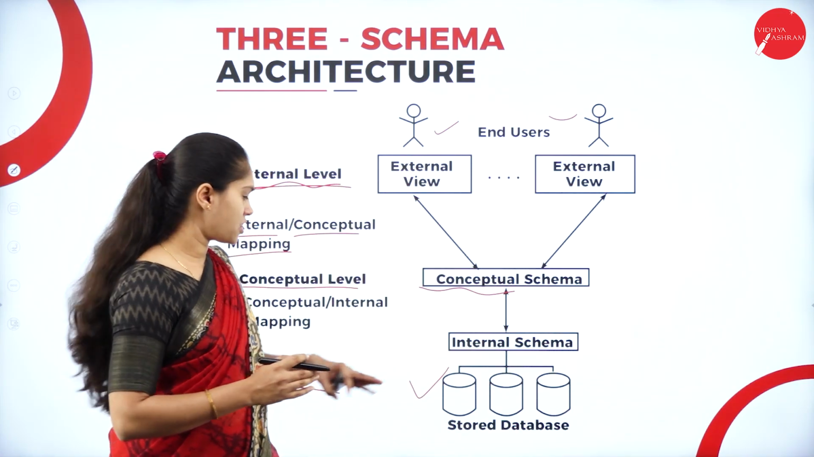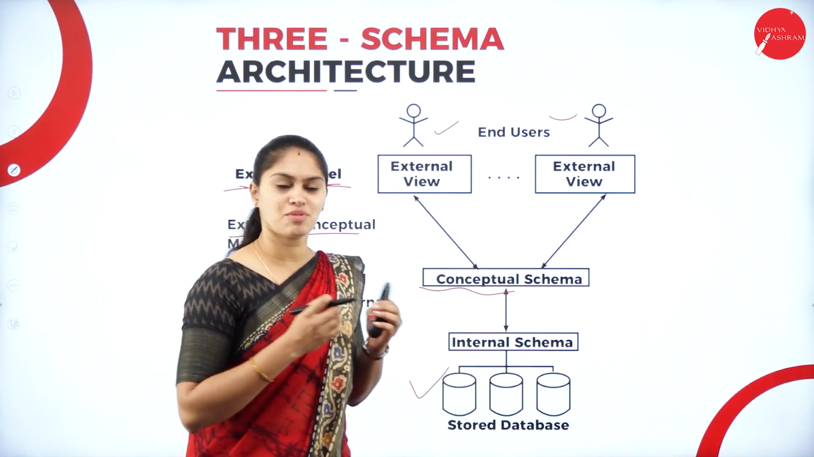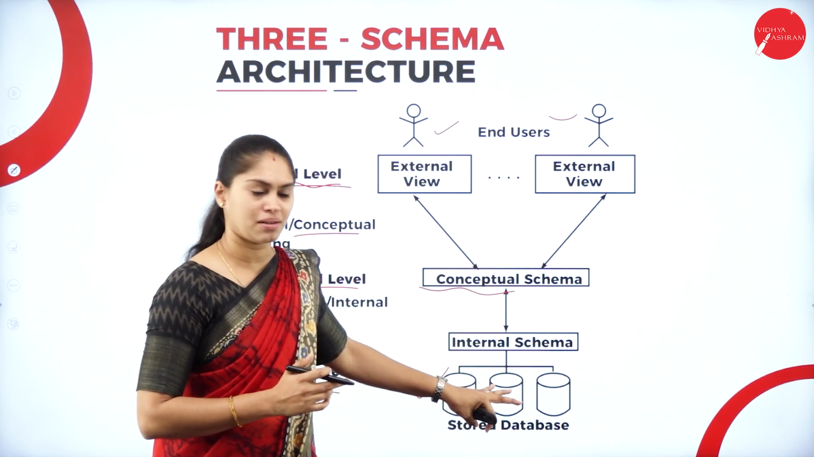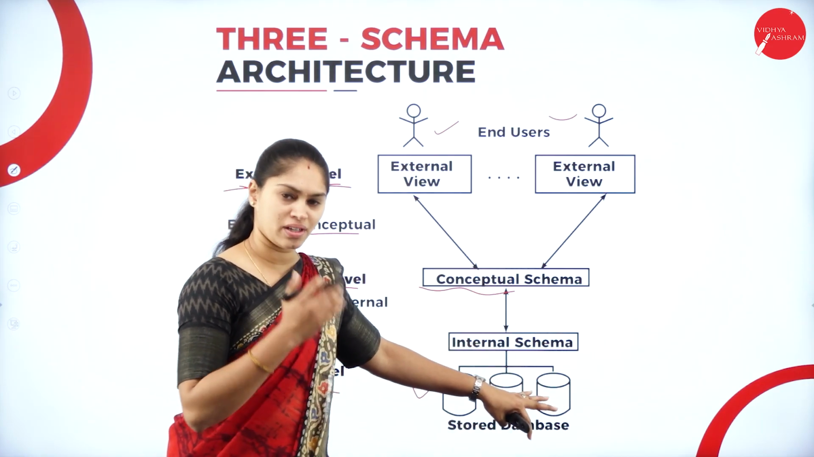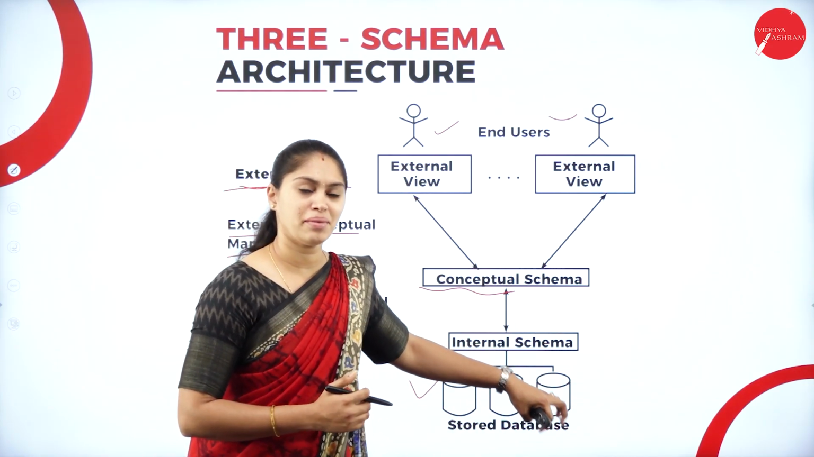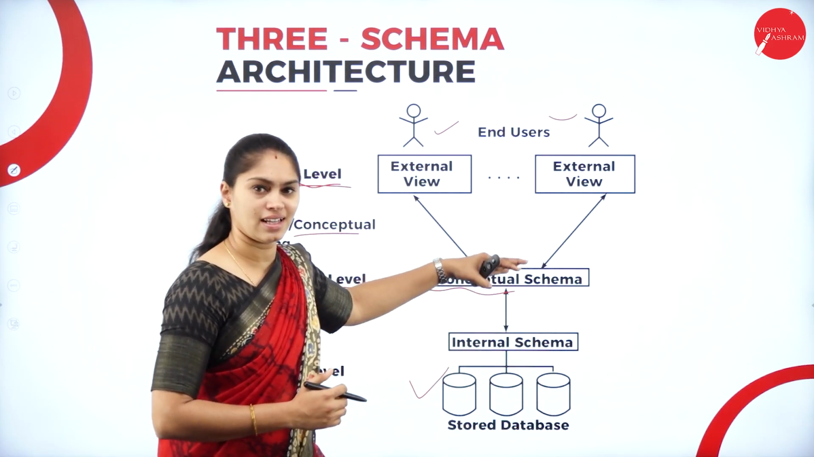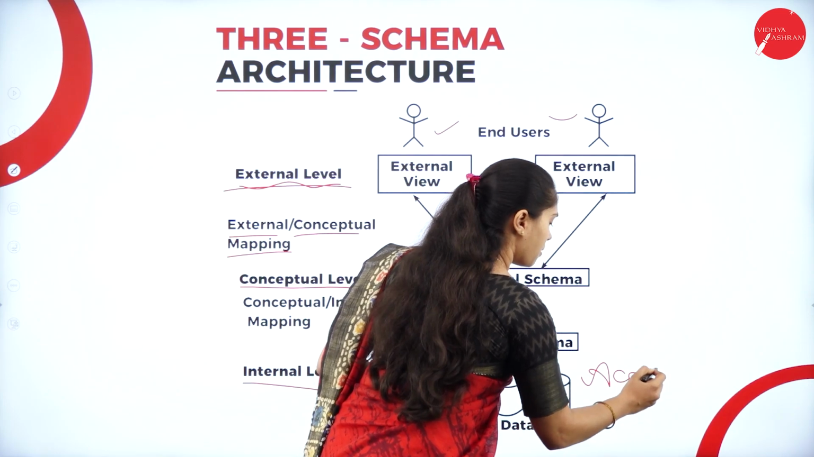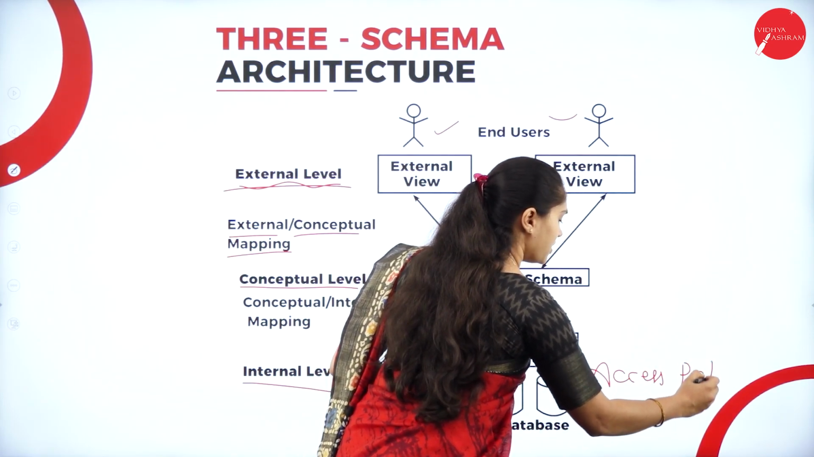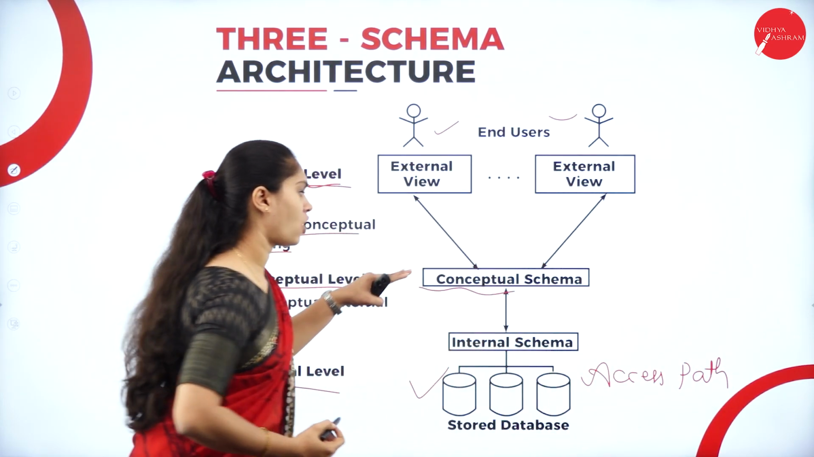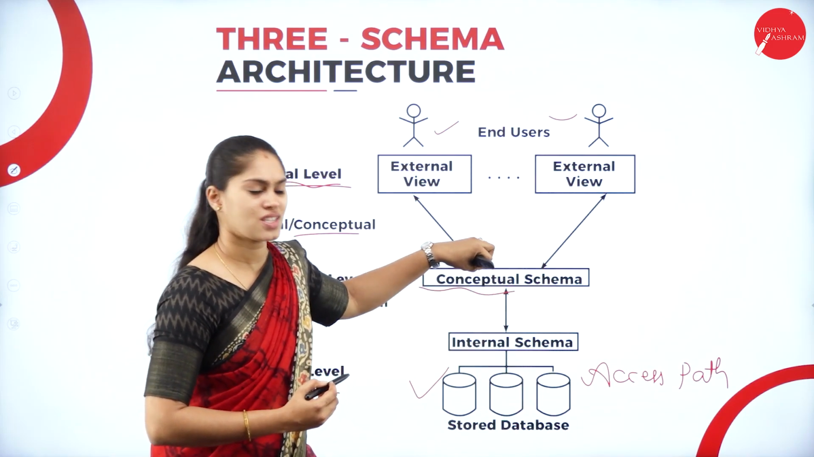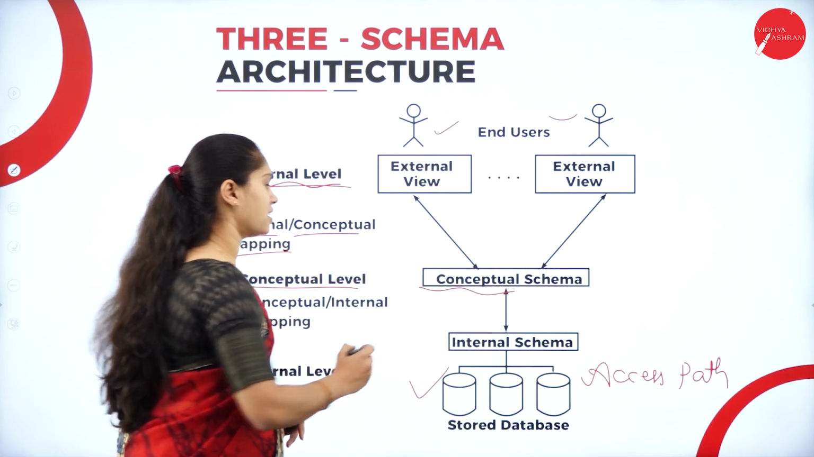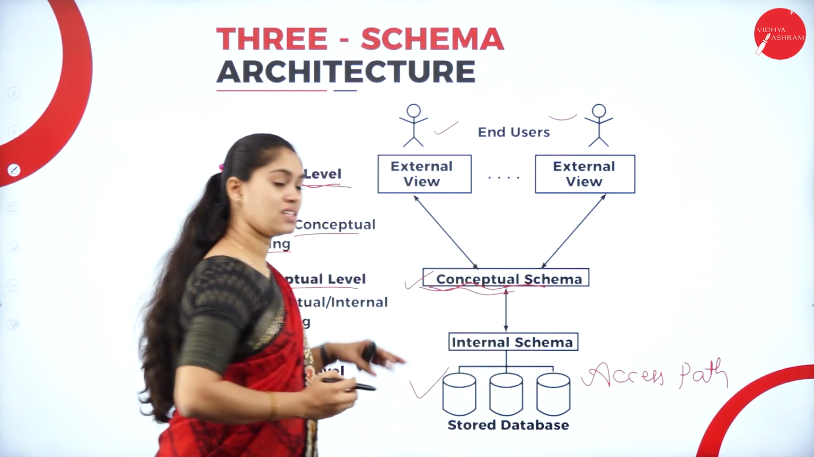And it completely specifies how data has been stored in the database, and it also provides the access path. That means how the data present in the internal database can be accessed by the higher level. It provides the access path, and with the help of that path, the conceptual schema will fetch the data from the internal database. So now we are at the level called conceptual schema.